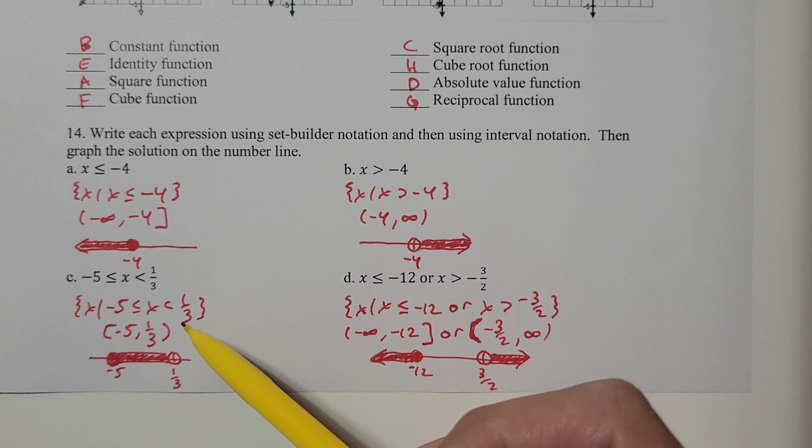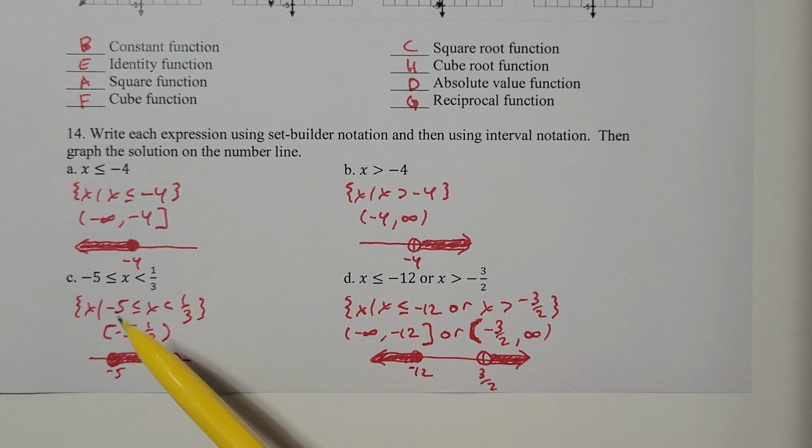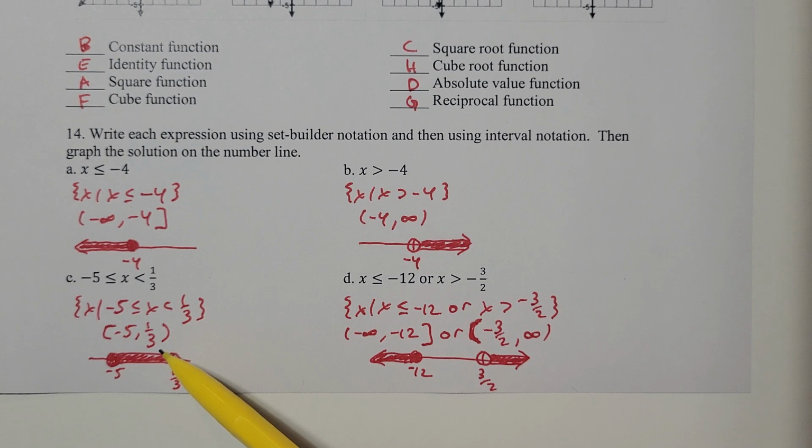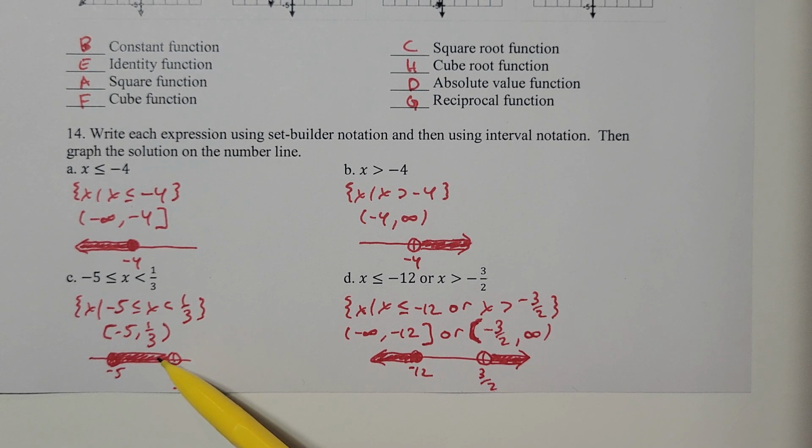Part C. So as a set, I would say the set of all x such that -5 is less than or equal to x is less than 1/3. As an interval, smaller number first, bigger number second, as I read this from left to right, so -5 to 1/3. And I'm including -5, so I want a bracket by -5, and I'm not including 1/3, so I want a parentheses there on the right.